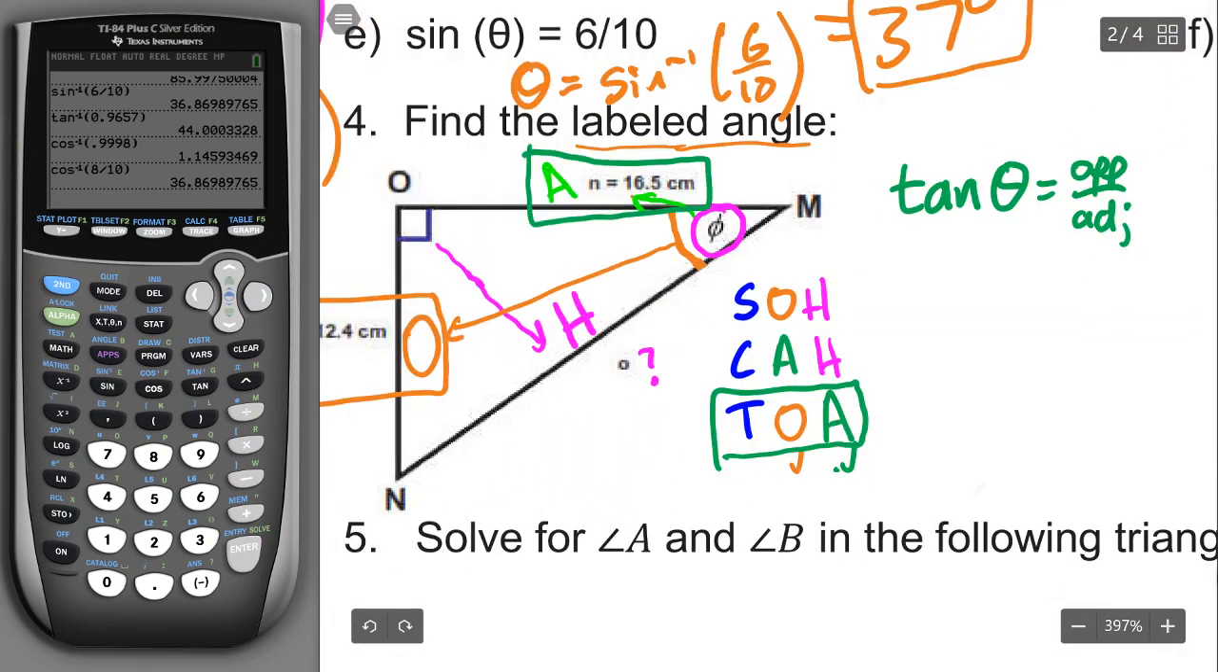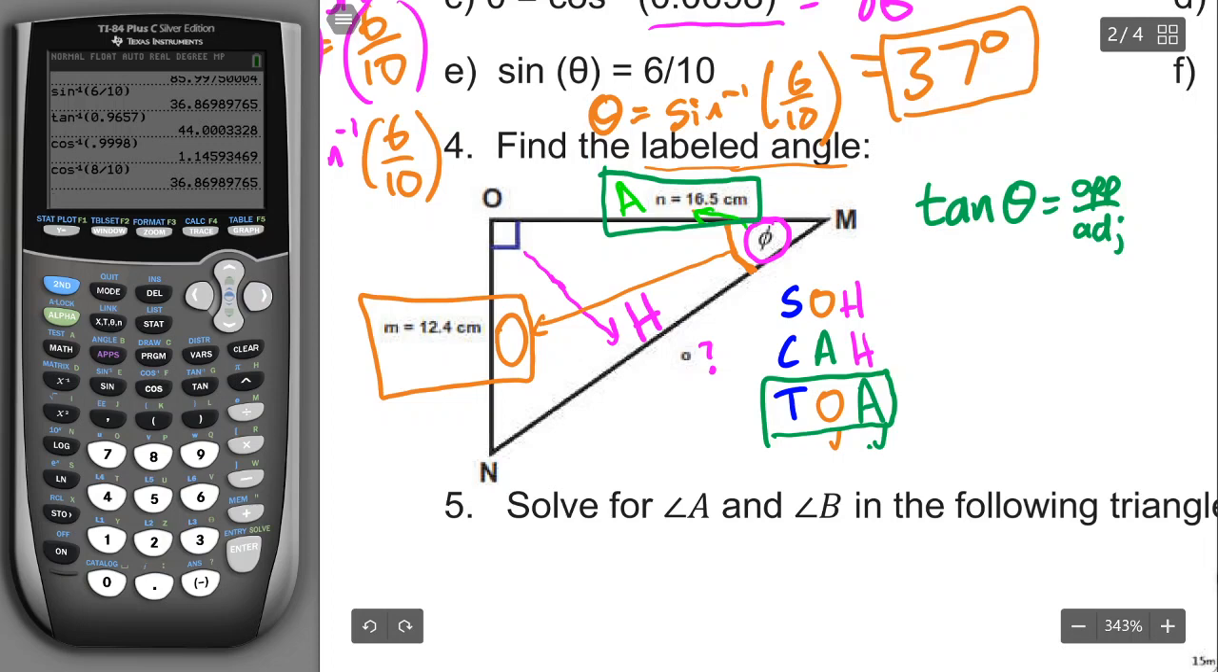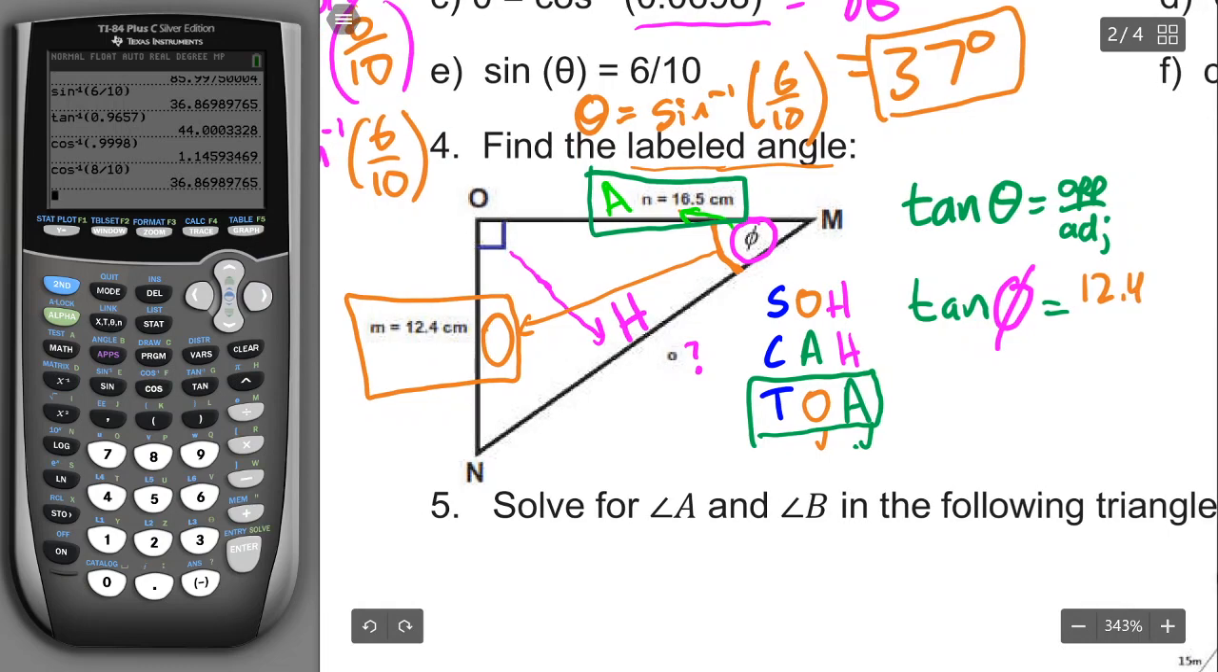So now I'm going to substitute my values. Tangent of phi, I guess in this case, equals my opposite, 12.4 centimeters, but it doesn't really matter, 12.4 over my adjacent, 16.5. And I'm trying to solve for this variable phi.